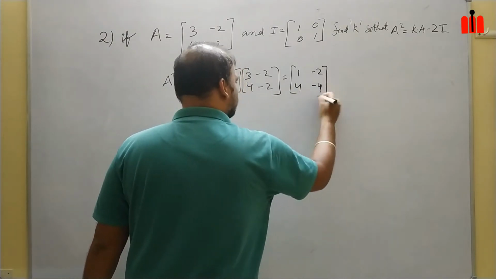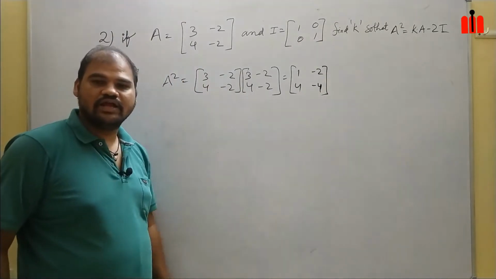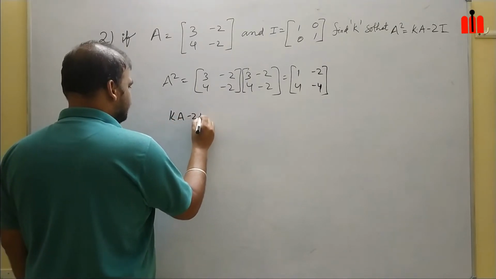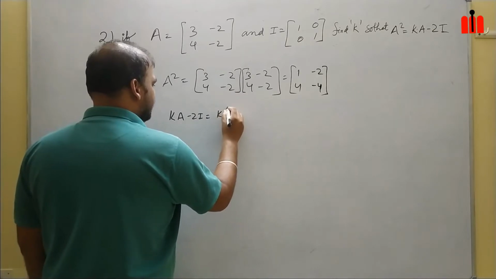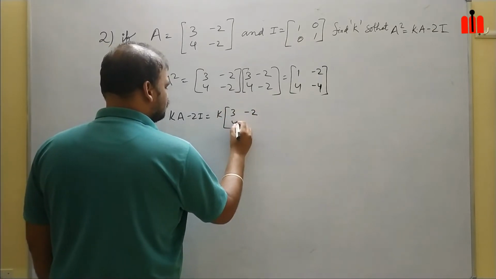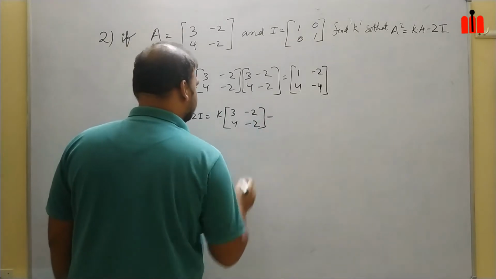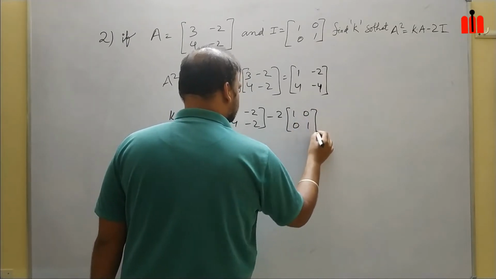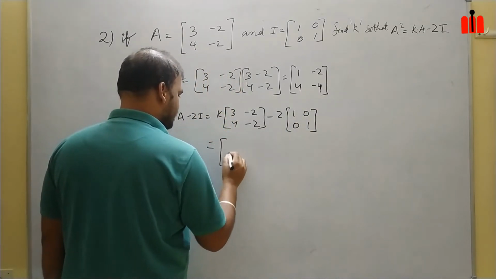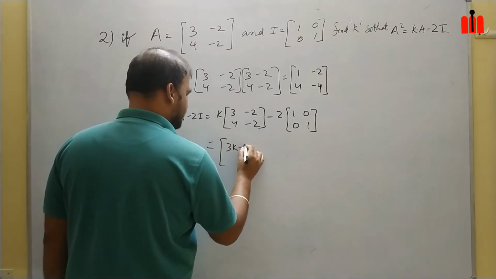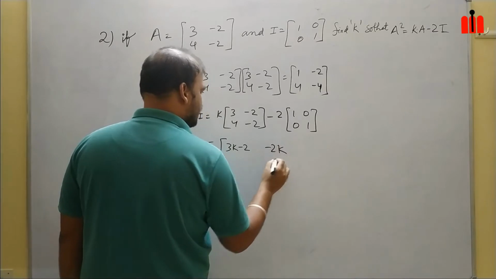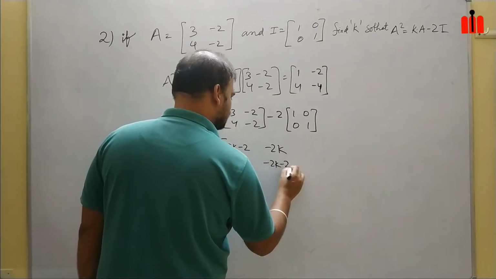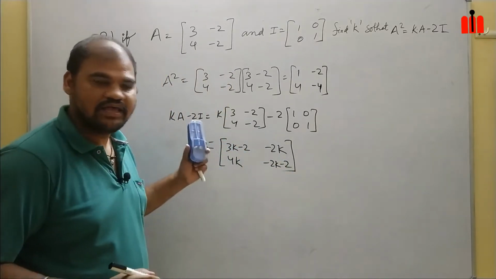So this is A square, right? So this A square equal to kA minus 2I. So what is kA minus 2I? kA minus 2I will be k times A, which is 3, minus 2, 4, minus 2, minus 2 times I, which is 1 0 0 1. This is I. So it will be 3k minus 2, minus 2k, 4k, minus 2k minus 2. So this will be my kA minus 2I.